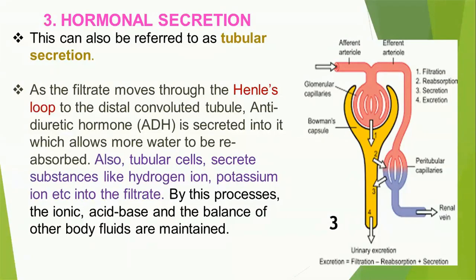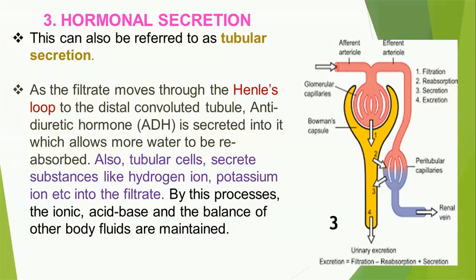Now, as the filtrate moves through the Henle's tube or Henle's loop to the distal convoluted tubule, antidiuretic hormone, simply known as ADH, is secreted into it, which now allows more water to be reabsorbed back into the body. Also, tubular cells can secrete substances such as hydrogen ion, potassium ion, and so on into the filtrate. So don't forget that one of the materials that are released out of the body by urine is ions. So these are released back at this point. So if you look at this image, that should be your number 3.